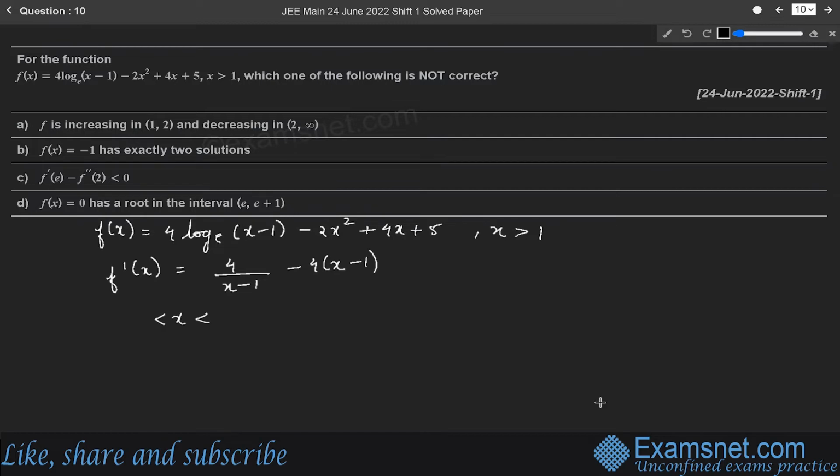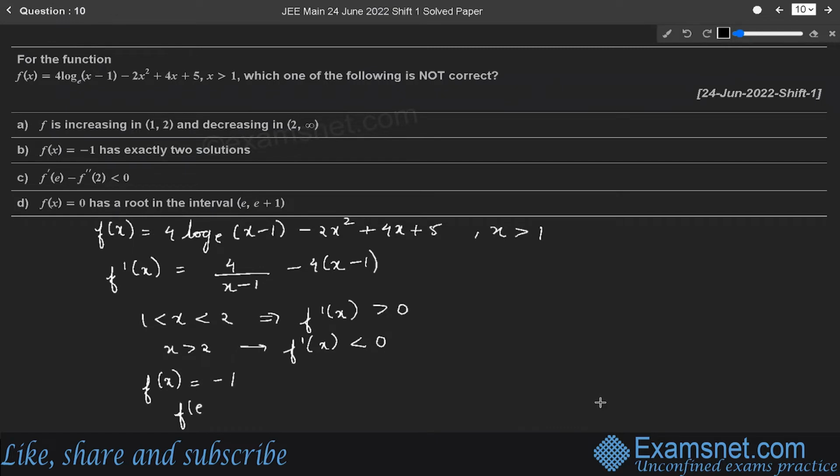For x lies between 1 and 2, f dash x will be greater than 0. For x greater than 2, f dash x will be less than 0. So we can say that the first option is correct, which is f is increasing in (1, 2) and decreasing in (2, infinity). Now f of x is equal to minus 1 has two solutions. So we can say that option B is also correct.